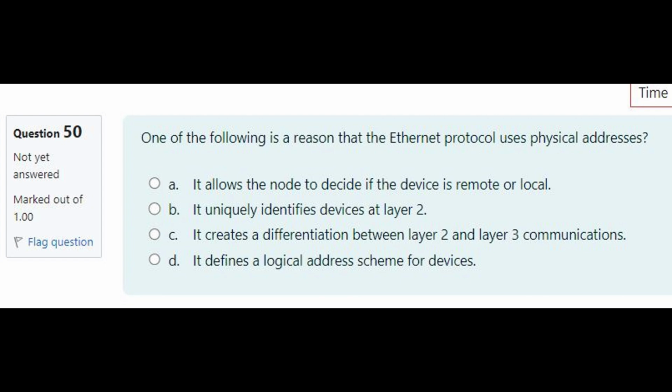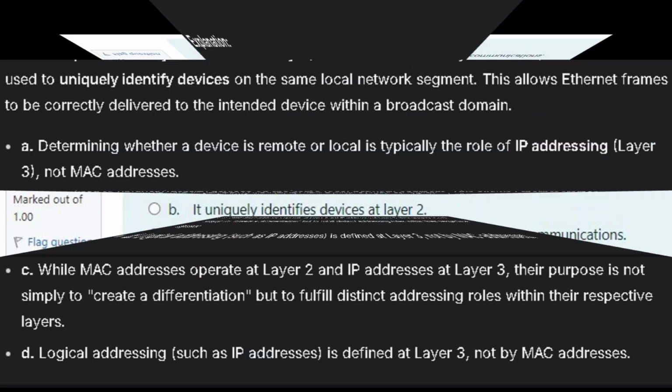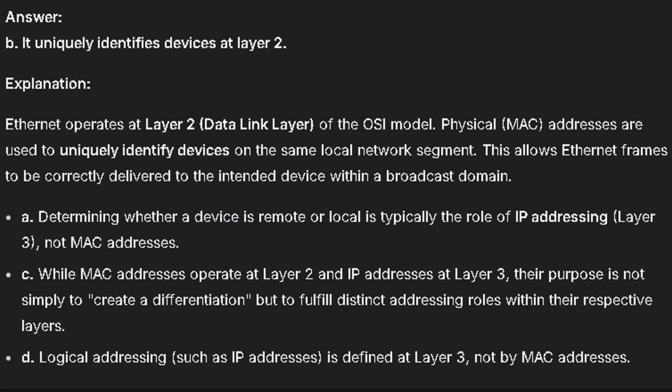What is one key reason why the Ethernet protocol uses physical MAC addresses? A. It allows the node to decide if the device is remote or local. B. It uniquely identifies devices at layer 2. C. It creates a differentiation between layer 2 and layer 3 communications. D. It defines a logical addressing scheme for devices. Answer: B. It uniquely identifies devices at layer 2.